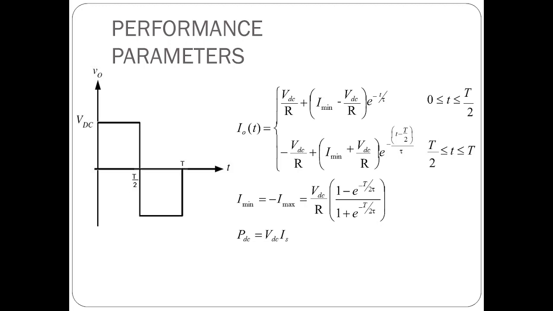Therefore PDC is equal to VDC into IS. That's nothing but the DC power is equal to the DC voltage into the source current here. So it is given clearly that the DC voltage is VDC and IS is the source current, and the power is PDC.